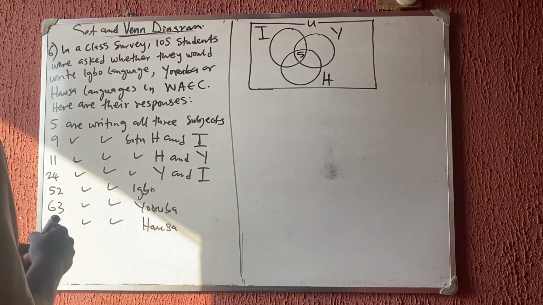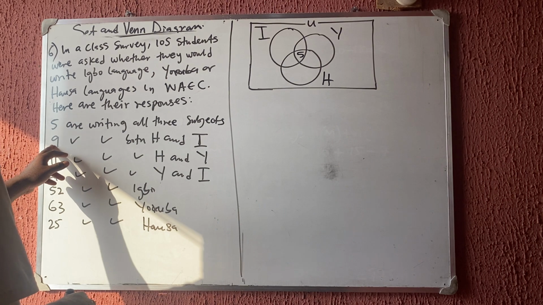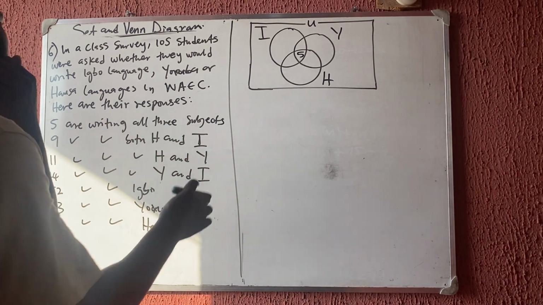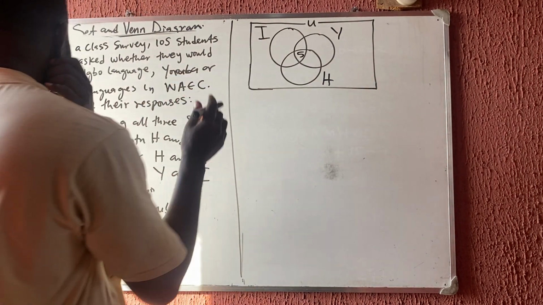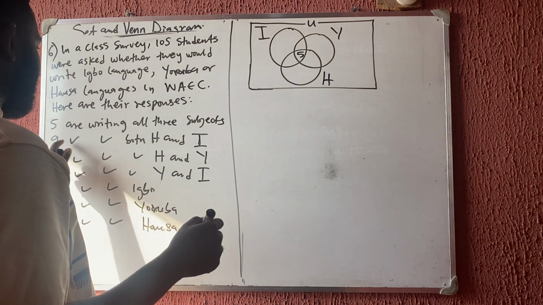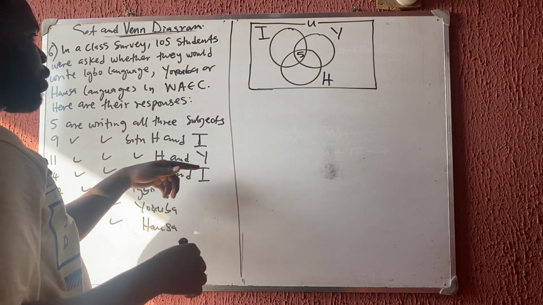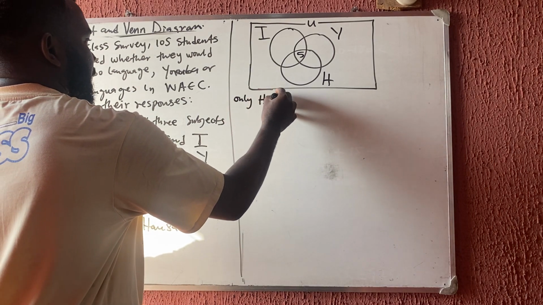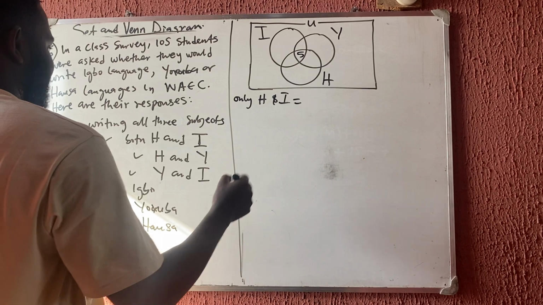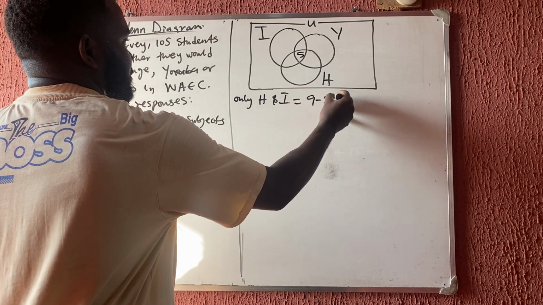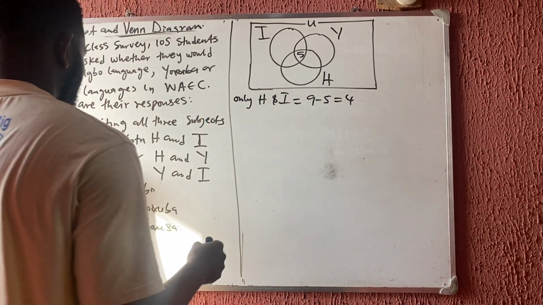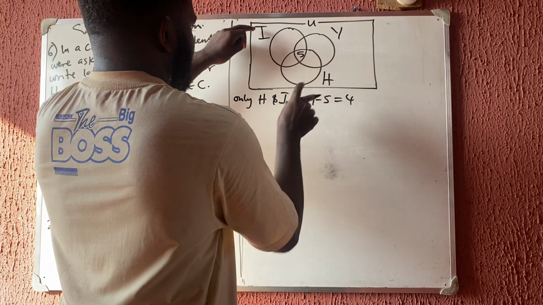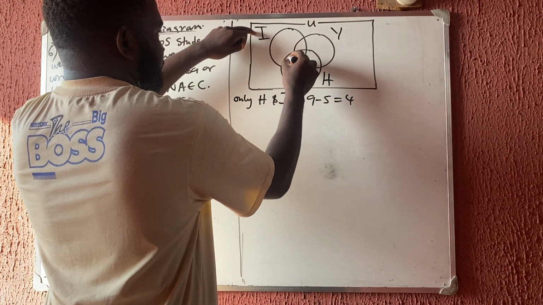Okay. Now they say that 9 are writing both Hausa and Igbo. So we have gone to 3. So now let's go to 2 2. So 2 2 now said 9 are writing both Hausa and Igbo. But I did not see only. So I will tell them only Hausa and Igbo will now be what? That's 9 minus that 5 to give you 4. So Hausa and Igbo, look at the intersection. So I have 4 here.